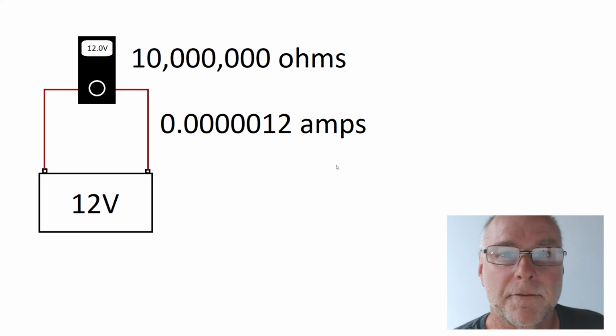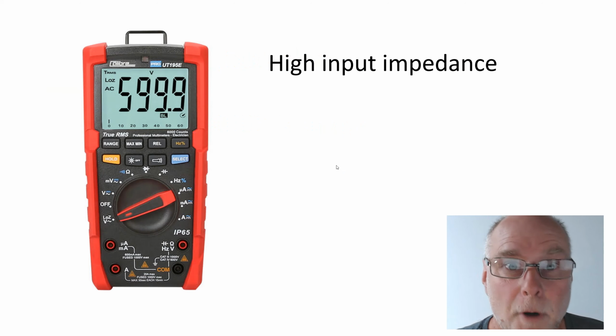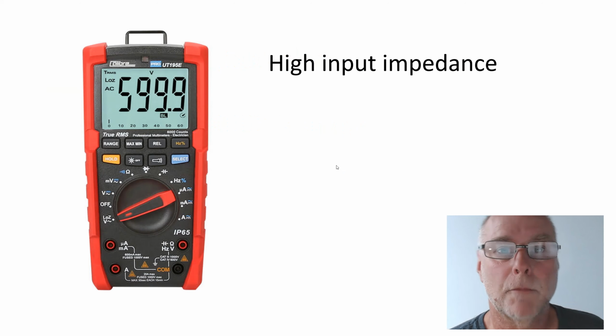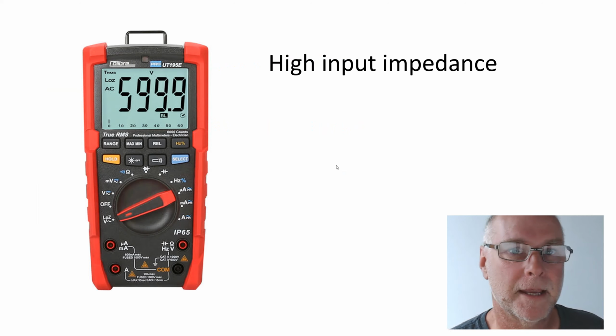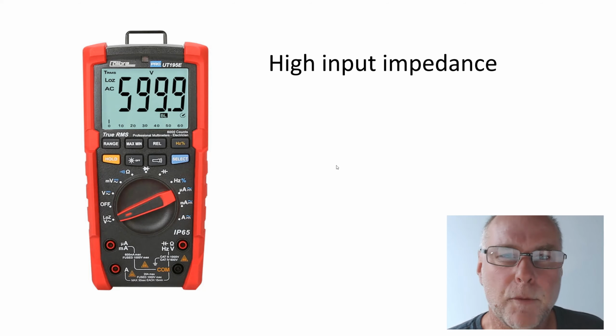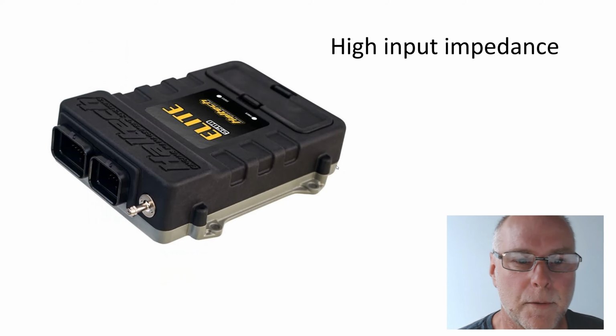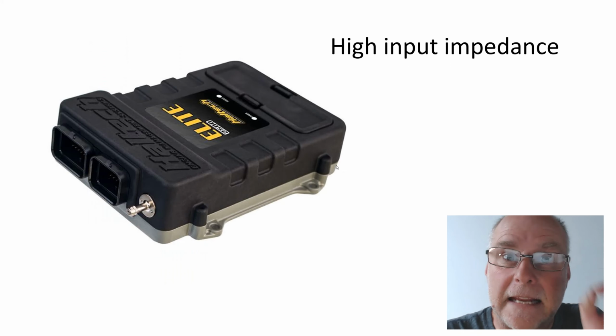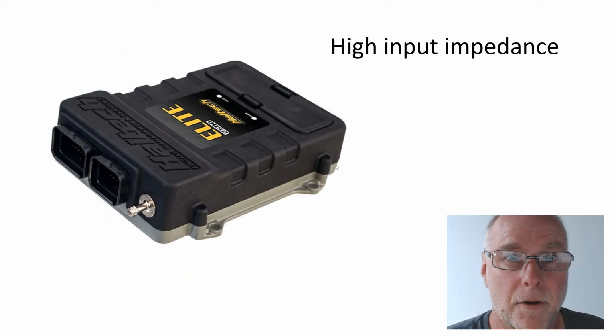So what other devices have high input impedance? Well, we've seen the multimeter. All modern digital multimeters have a very high input impedance. Older analog ones have much lower input impedance and can load circuits down. But what about if we're connecting a signal, say, to a programmable ECU? Here we have a Haltech ECU. It has high input impedance on its inputs.